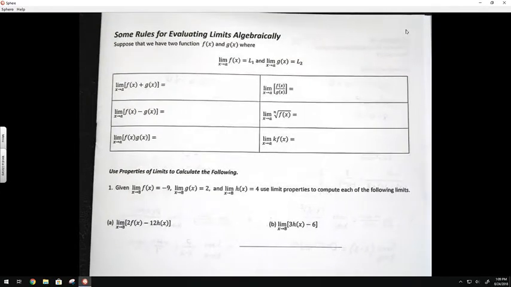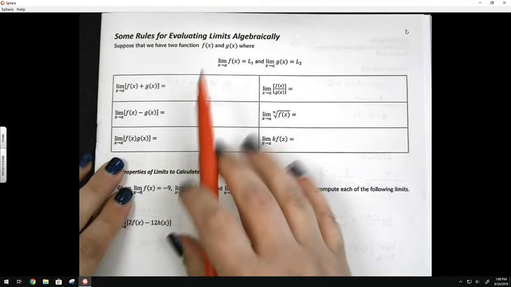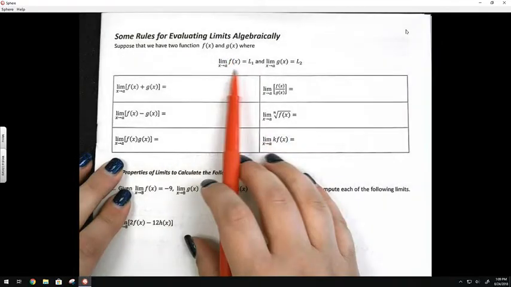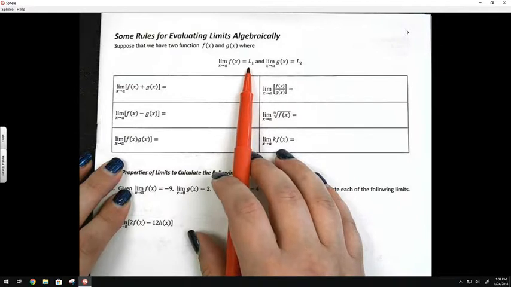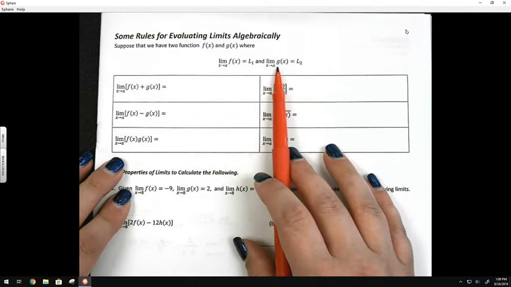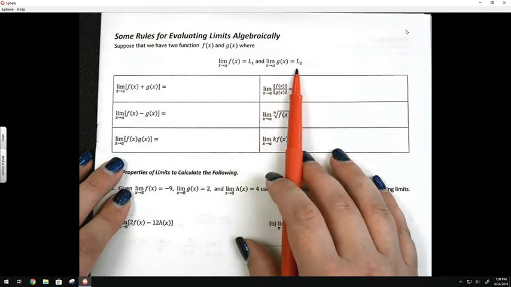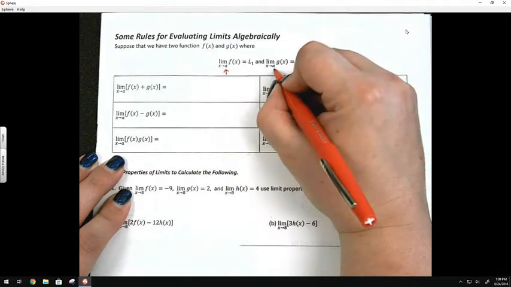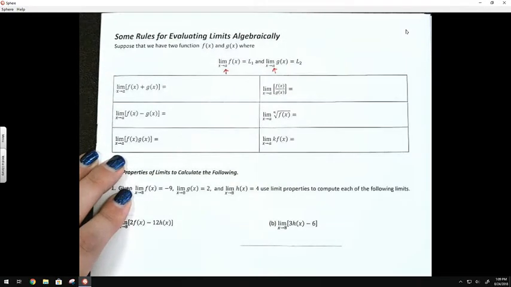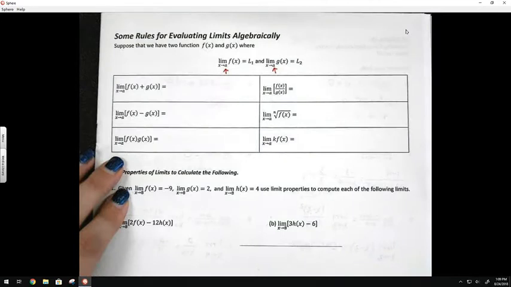I'm sorry. So some rules for evaluating limits algebraically. So let's take a look at what we've got written here. Suppose we have 2 functions, f of x and g of x, where the limit of f of x as x approaches a is just some number, L1. All right, I don't know what it is, but I'm just telling you that it's some limit. Okay, it could be 10 for all I care. Then we've got the limit of g of x as x approaches a is L2. Important thing to notice here is that both of these are limits as x approaches a. Okay, they have to be the same thing there.